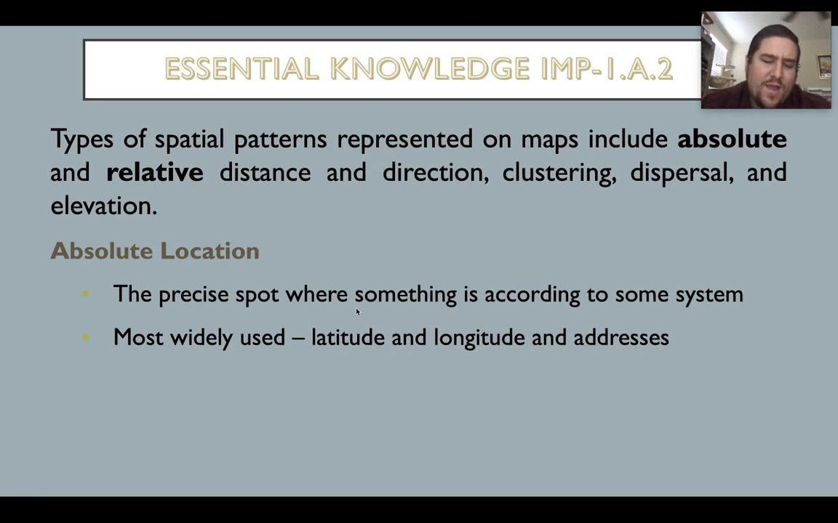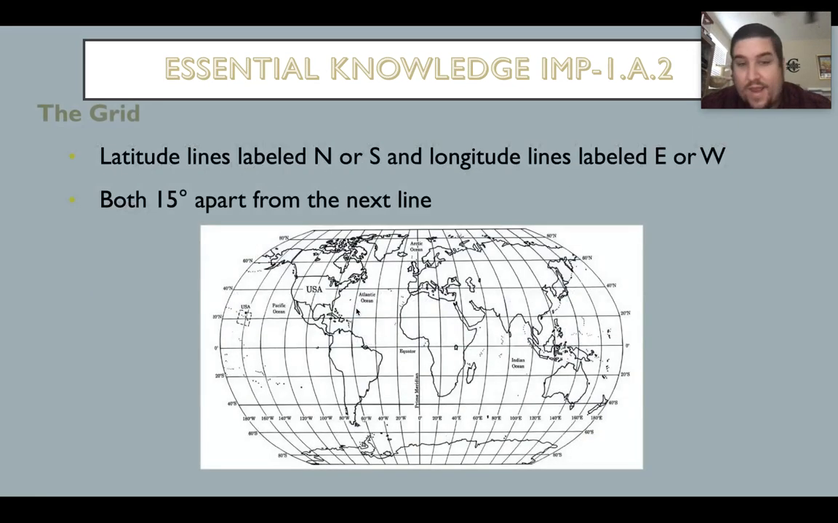Absolute location is the precise spot where something is according to some system. Most widely used are longitude and latitude, and then your physical home address. Your address that you write down, the school address, 23100 Cougar Canyon Road, that is an absolute location. It provides you a specific pinpoint on a map.